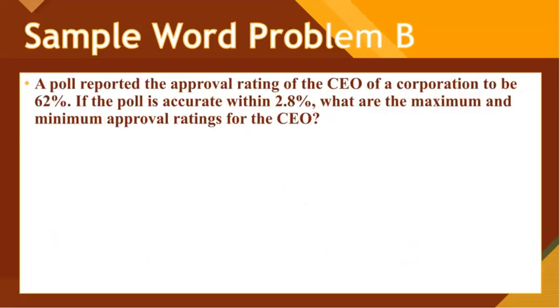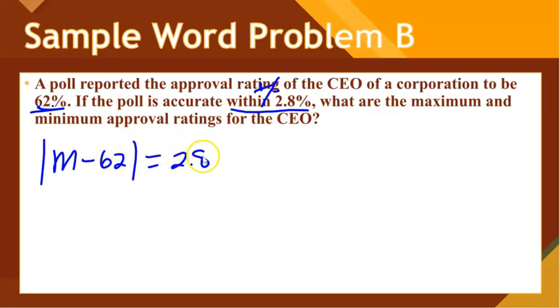Next, a poll reported the approval rating of the CEO of a corporation to be 62%. If the poll is accurate within 2.8%, what are the maximum and minimum approval ratings for the CEO? And when it comes to absolute value word problems, whenever you see that it's within a certain percent or a certain number, that means you're plus and a minus. So we're going to have the absolute value, your maximum or your minimum, minus the average. So the average is 62. And that's got to be within 2.8%.